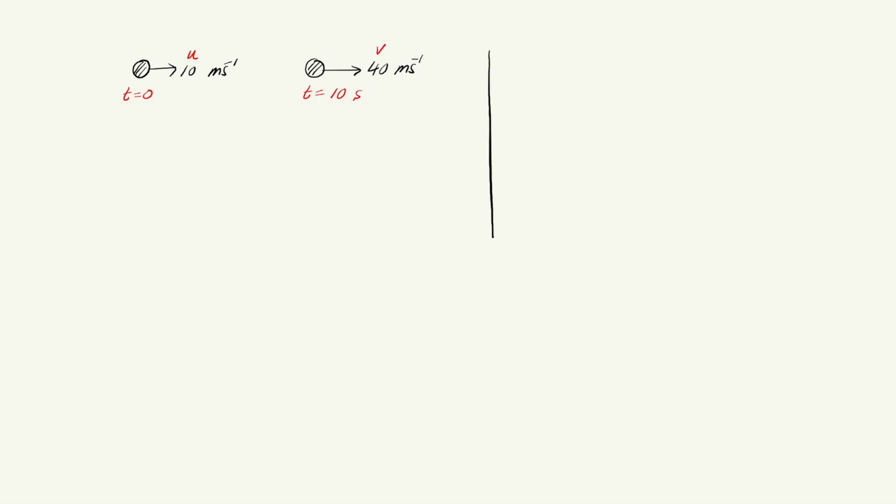Now let's plot this on a graph. Velocity on the vertical axis, time on the horizontal axis. Remember, velocity is measured in meters per second and time in seconds. At t equals 0, the velocity is 10. At t equals 10, the velocity is 40. Since the object accelerates at a constant rate, the line connecting these 2 points is straight.